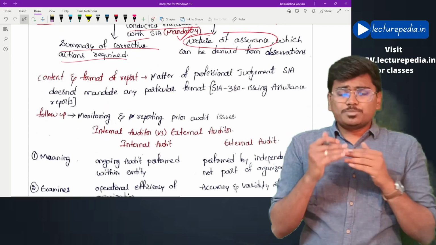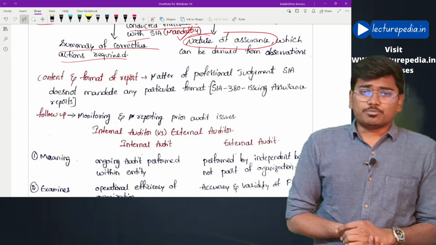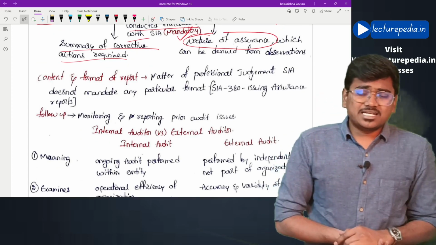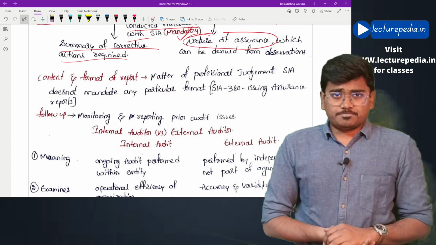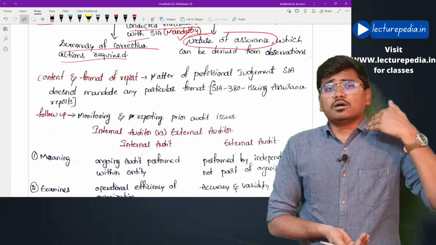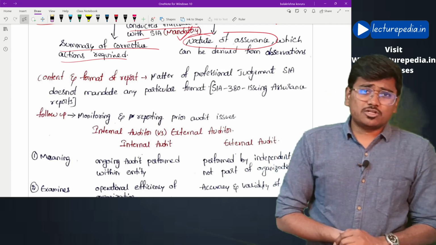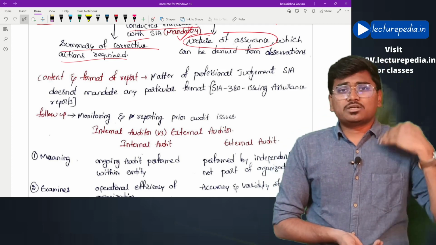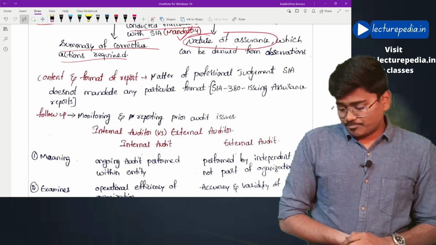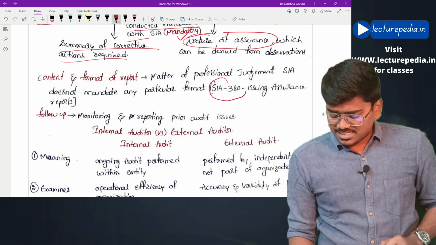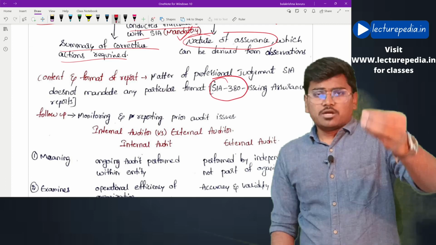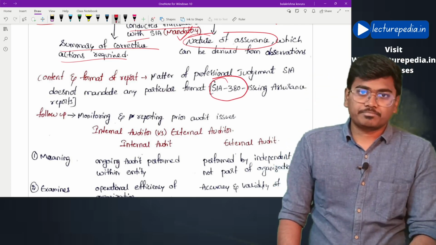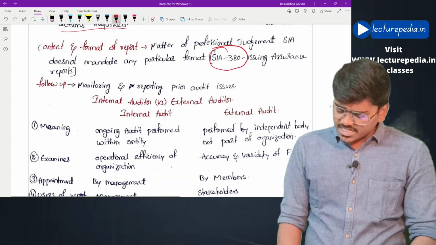Now, what should be the format of the internal audit report? Generally, there is no specified format that is prescribed for internal audit. So, it is left to the professional judgment of the auditor. He can issue the internal audit report in his own format. However, there is SIA 380 which deals with format, but that format is not mandatory. Hope this is clear.